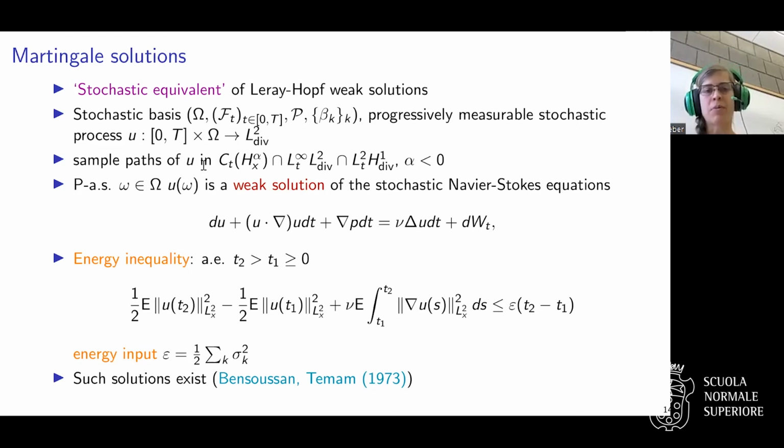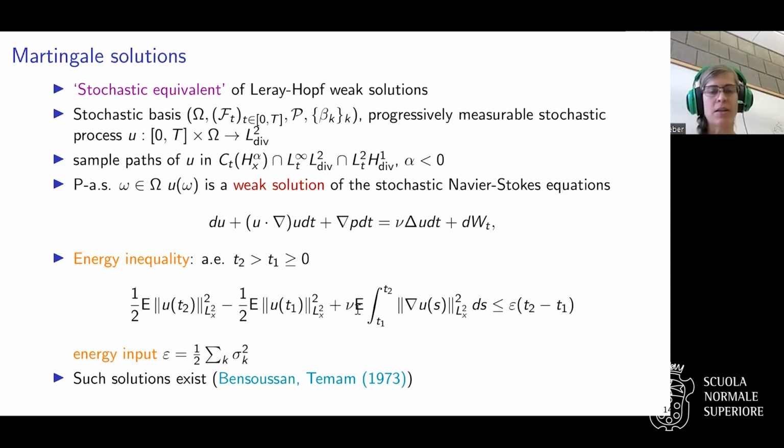Then the sample paths of U are in this space, so basically they have the same regularity as the solutions of the deterministic Navier-Stokes equations under some conditions on the forcing. And then for almost every omega in the probability space, U of omega is a weak solution of the stochastic Navier-Stokes equation. So you look at this in a weak sense.